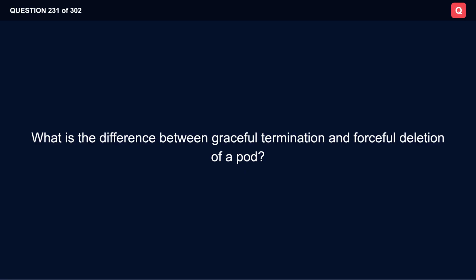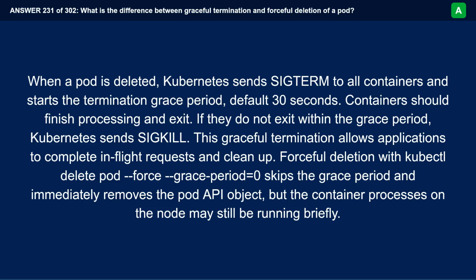What is the difference between graceful termination and forceful deletion of a pod? When a pod is deleted, Kubernetes sends SIGTERM to all containers and starts the termination grace period, default 30 seconds. Containers should finish processing and exit. If they do not exit within the grace period, Kubernetes sends SIGKILL. This graceful termination allows applications to complete in-flight requests and clean up.